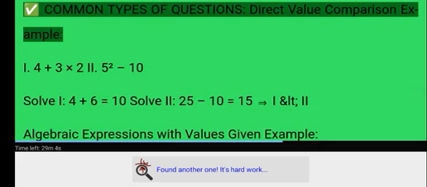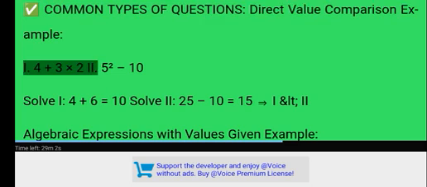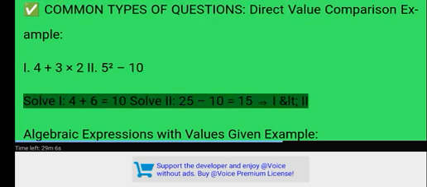Common types of questions. Direct value comparison. Example: I. 4 plus 3 times 2 over 2; II. 5 squared minus 10. Solve I: 4 plus 6 equals 10. Solve II: 25 minus 10 equals 15.